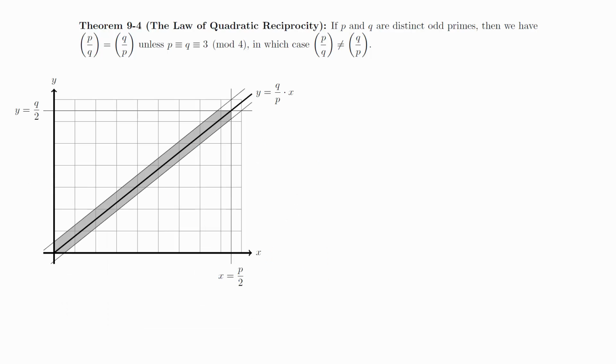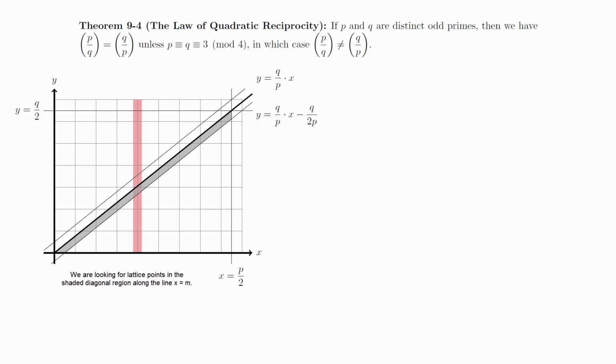For the second way of counting the lattice points, first notice that since the equation of the diagonal is y equals Q over P times x, and since Q and P are both odd primes, there cannot be any lattice points on the diagonal. Let's count the lattice points M,n in the region below the diagonal. We will fix the x-coordinate at some integer m. The y-coordinate n must lie between the two lines so that this is the required condition.